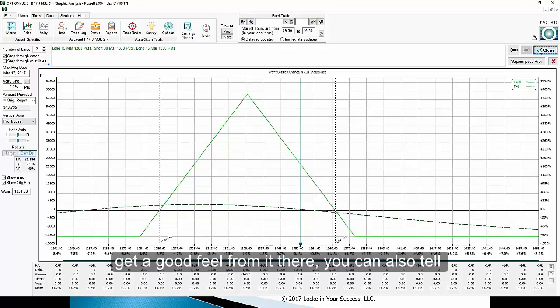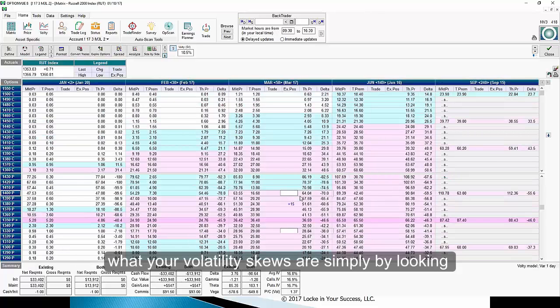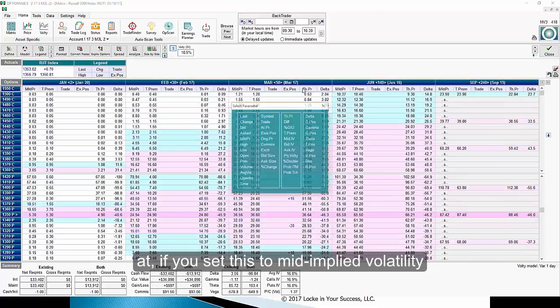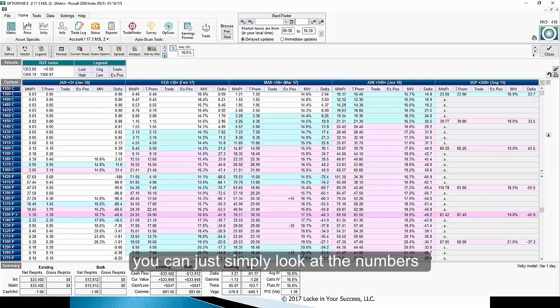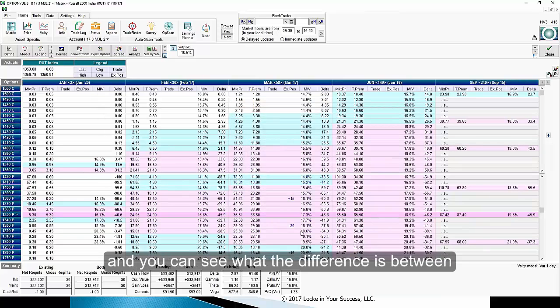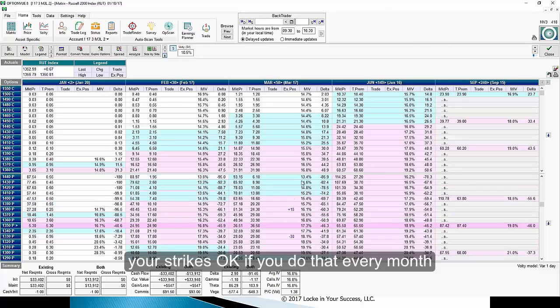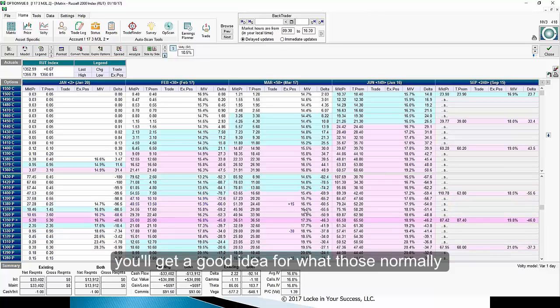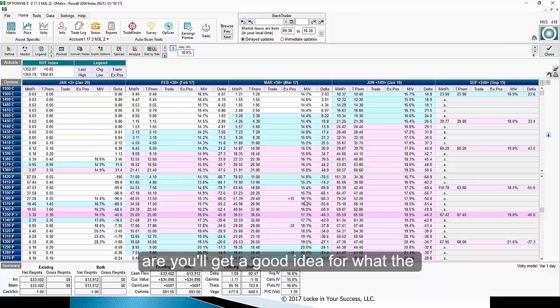You can also tell what your volatility skews are simply by looking at, if you set this to mid implied volatility, you can just simply look at the numbers. You can see what the difference is between your strikes, okay? And if you do that every month, you'll get a good idea for what those normally are. You'll get a good idea for what the differences typically are, and you can tell what the skews are there.